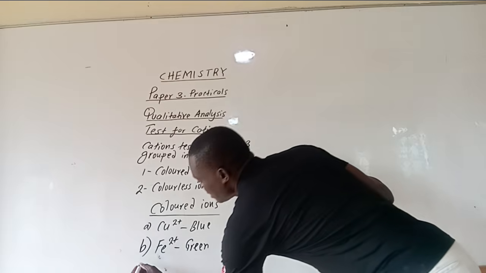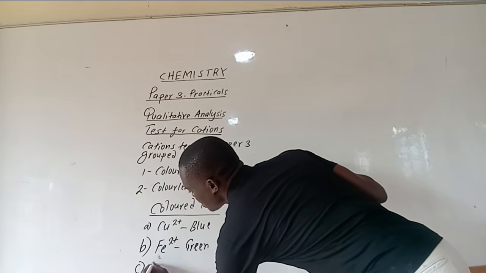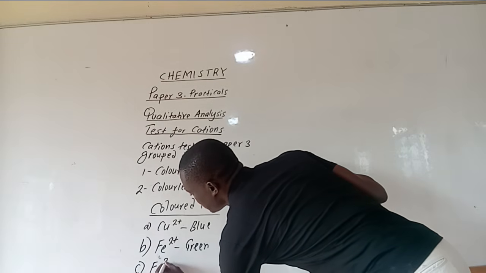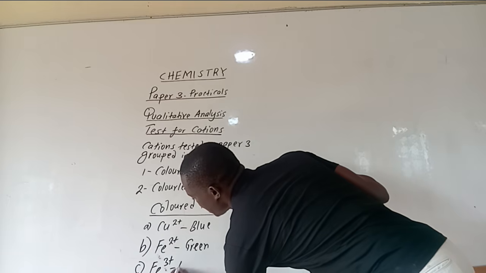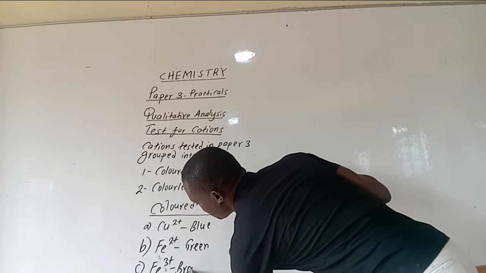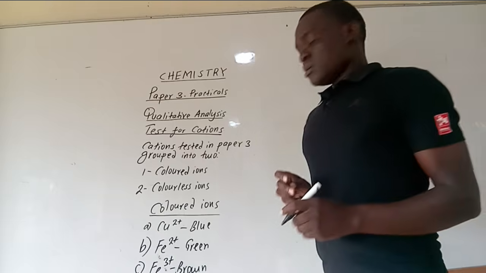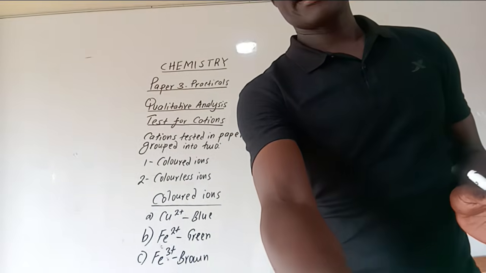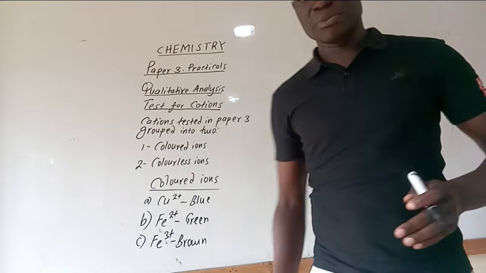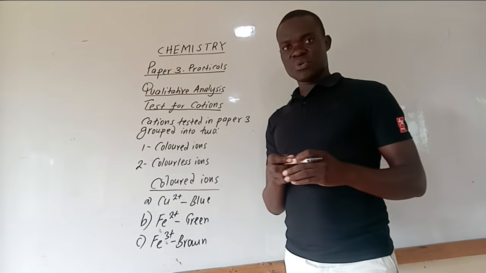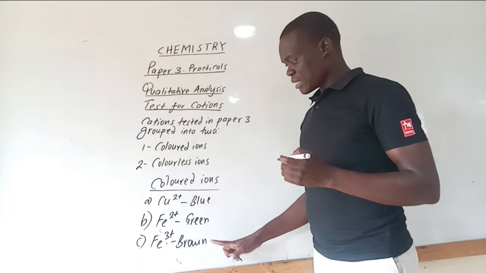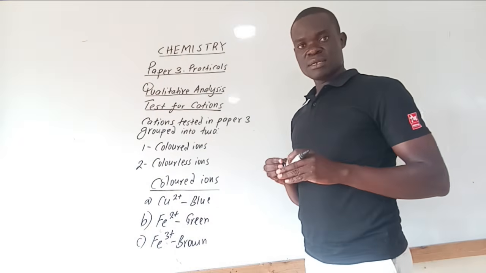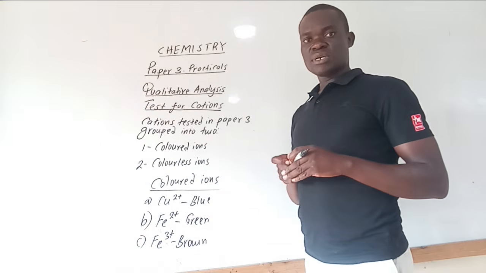Then the third one, we have iron 3 ion. Iron 3 ion is a brown ion. So when the color of the solution is brown, we will conclude that the solution contains iron 3 ion.